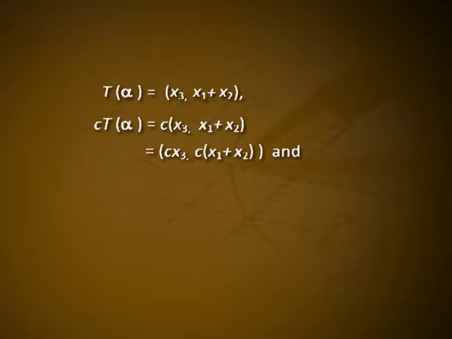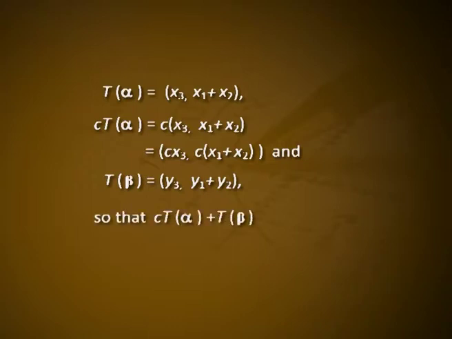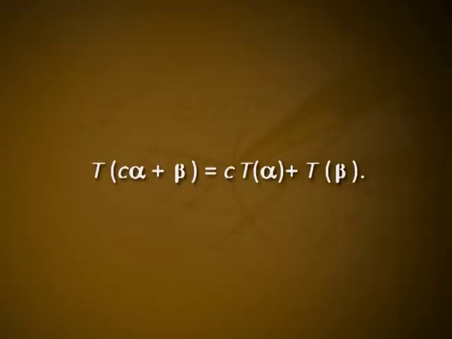By the definition of T, T of alpha is equal to x3, x1 plus x2. c times T of alpha equals c times x3, x1 plus x2, which is equal to c x3, c times x1 plus x2, and T of beta is equal to y3, y1 plus y2. So that c times T of alpha plus T of beta equals c x3 plus y3, c x1 plus y1 plus c x2 plus y2. Equation number 2. From 1 and 2, we get T of c alpha plus beta is equal to c times T of alpha plus T of beta. Hence, T is a linear transformation.